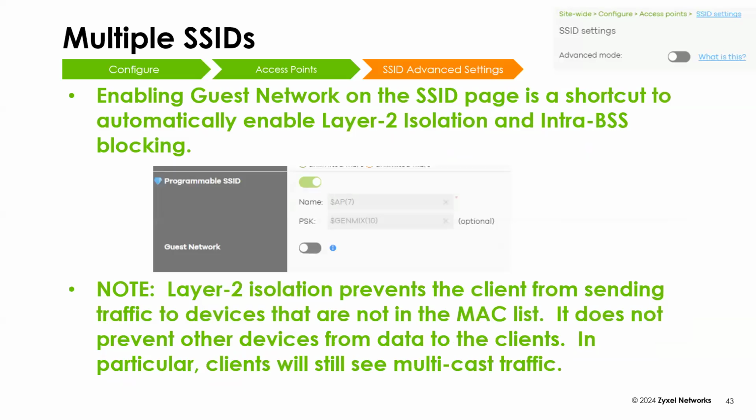So when you're setting up and configuring an SSID in Nebula, we just have a toggle box here that basically says enable guest network. If you enable that, it turns on that layer 2 isolation feature by default, and will automatically turn on intra-BSS blocking as well, which prevents wireless users from sending traffic to other wireless users. And for some reason, I have the wrong screenshot. Oh, I guess I do have the right screenshot technically. So it's right here under guest network under programmable SSID.